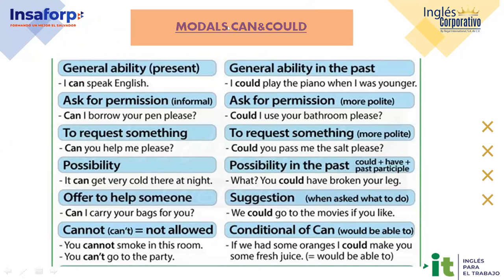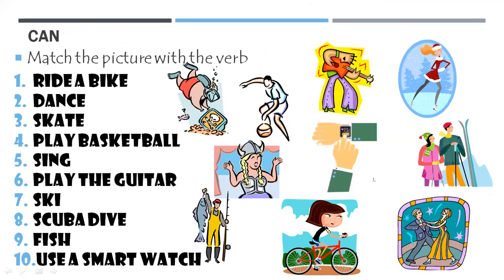Just let me share with you back again. Okay, so we're going to discuss the following pictures. Look at this. Match the picture with the verb. The first one says, ride a bike, dance, skate, play basketball, sing, play the guitar. And this one, ski, scuba dive, fish, and use a smartwatch. So what's picture one? Ride a bike. This one, right? How about dance? This one, right? Okay, yes.